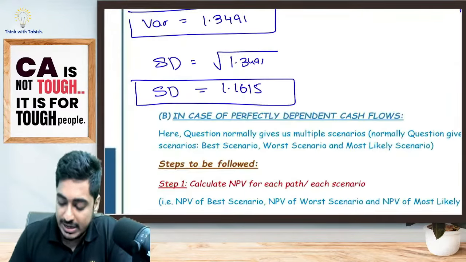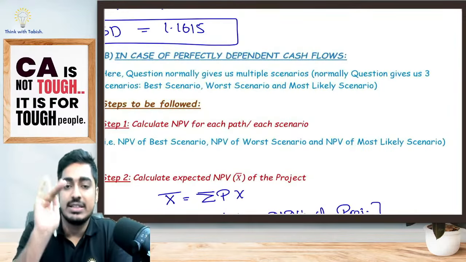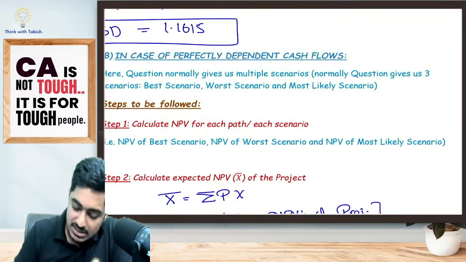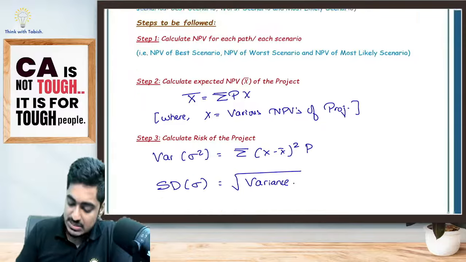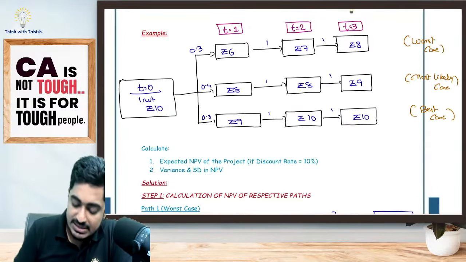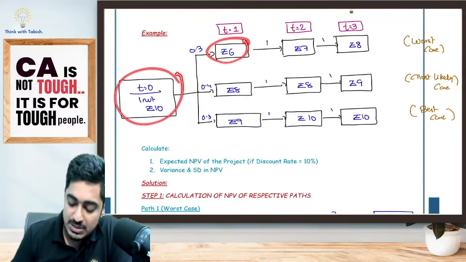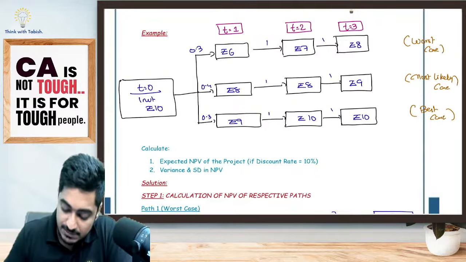Obviously it will require a bit of practice from your end as well. But this is the only thing that you'll have to do. The next two things are very logical. Pay attention. In case of perfectly dependent cash flows, look at this simple example. Imagine 10 rupees I invested. What all can happen? Either I will get 6 rupees or 8 rupees or 9 rupees. Probability is given. Imagine my first year was bad.